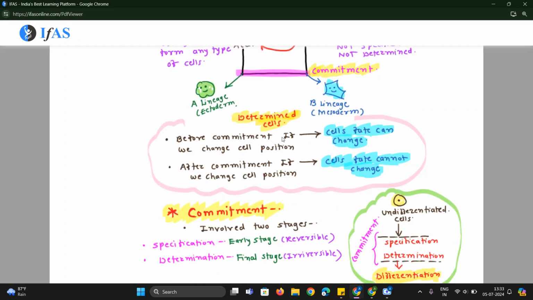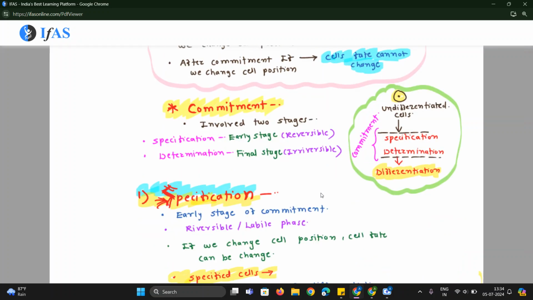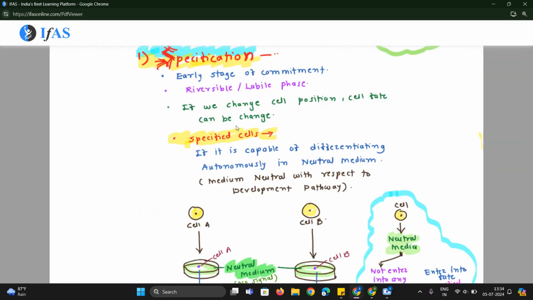Before commitment, if we change the cell position, the cell's fate can change. After commitment, if we change the cell position, the cell fate cannot be changed. You can remember this. Commitment involves two stages: specification, the early stage, which is reversible; then determination, the final stage, which is non-reversible. Specification is the early stage of commitment and it is a reversible or labile phase. If we change the cell position, the cell fate can be changed.